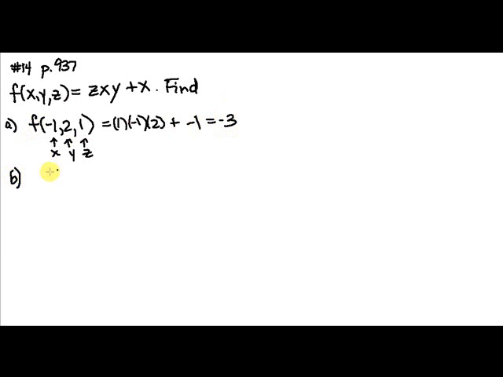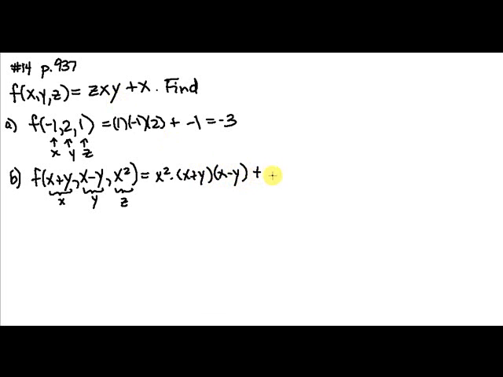Alright, part B. Let's look at f of x plus y, x minus y, x squared. This is sort of a way of writing a composition of functions, but all we really need to think about here is this is our x, this is our y, and this is our z. So for this formula, first we multiply z, so x squared, times x, so x plus y, times y, which is x minus y. Then we add that to x, which is x plus y.